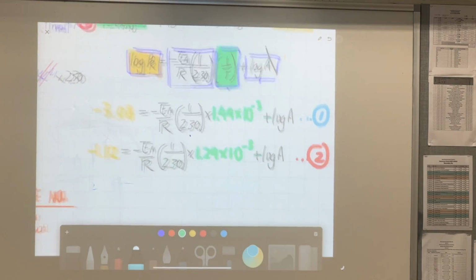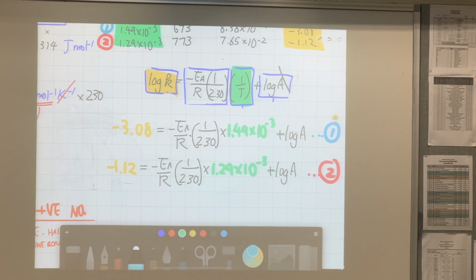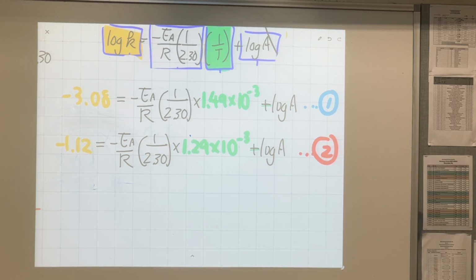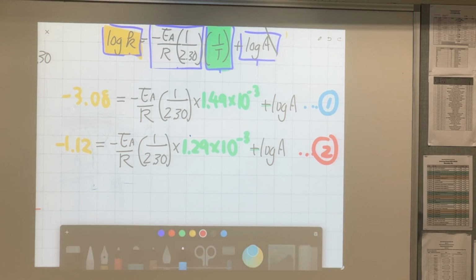So let's do this. It's up to you. You can do equation 1 minus 2 or equation 2 minus 1. It really doesn't matter. So which do you prefer? 2 minus 1. Okay, so let's do 2 minus 1 then.